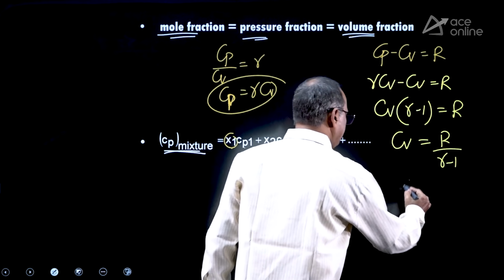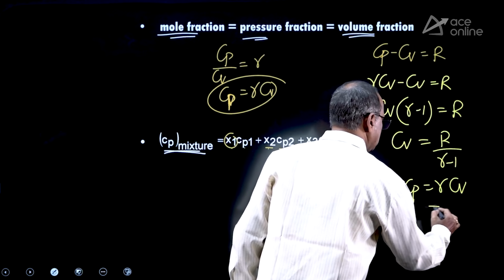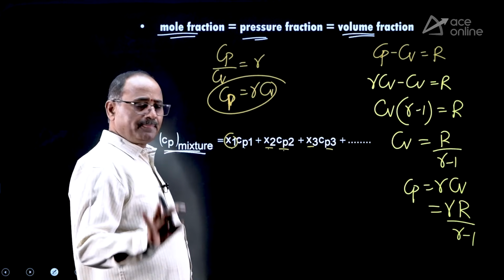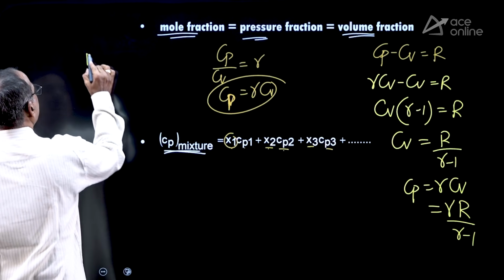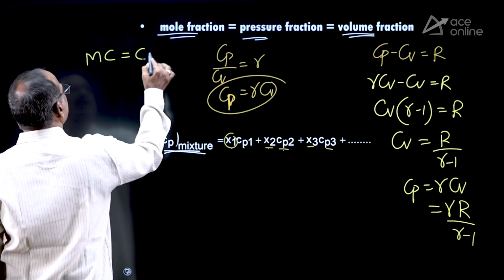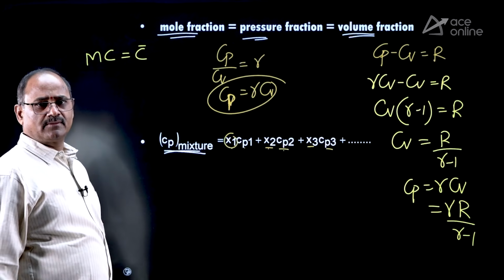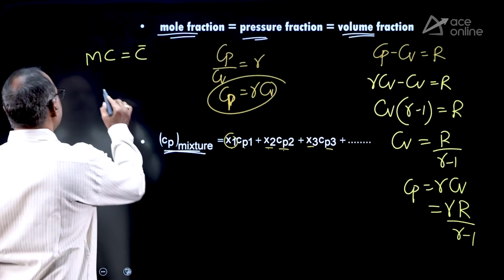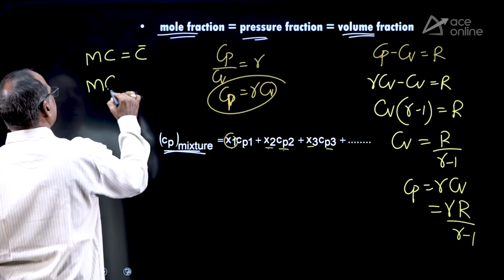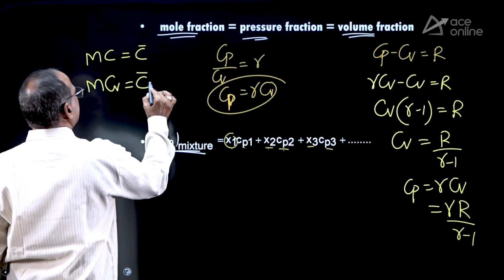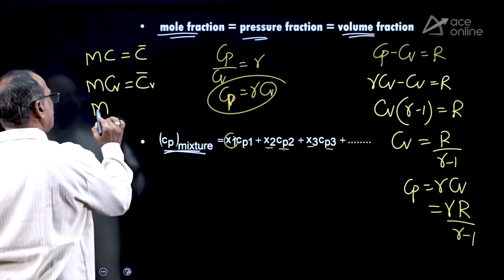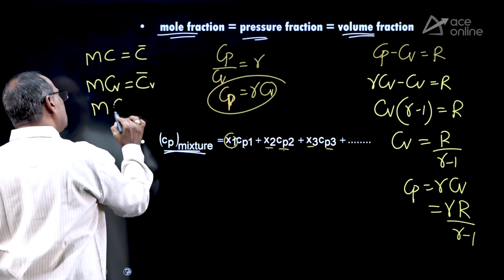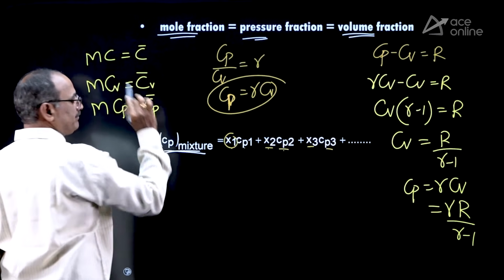Then what is the Cp? Cp equals gamma Cv, gamma into Cv, equal to gamma R by gamma minus 1. Now dear friends, remember, the product of molecular weight and specific heat is called molar specific heat, denoted with C bar. Once again, the product of molecular weight and specific heat is called molar specific heat. Similarly, the product of molecular weight and Cv gives the molar specific heat at constant volume. Similarly, m into, this is the molecular weight, not the mass of the gas, molecular weight multiplied by Cp gives the Cp bar.